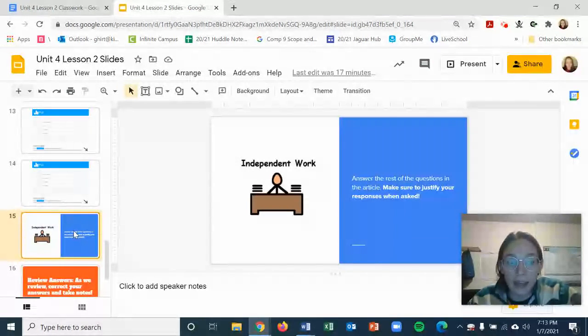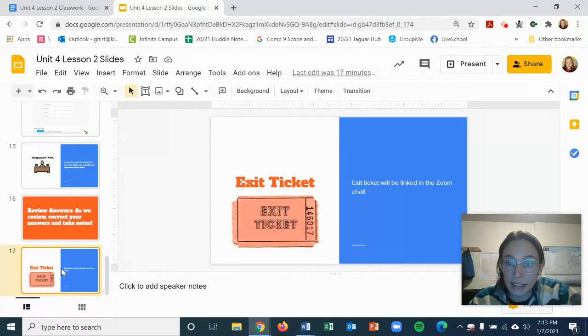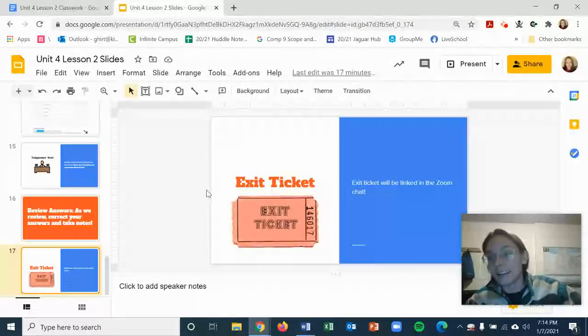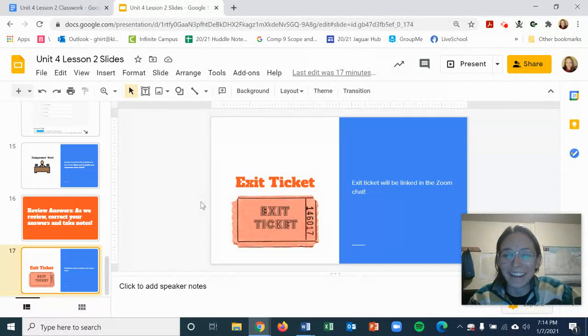So yeah, complete that. And then the exit ticket will not be linked in the Zoom chat for you. It will be linked in the classwork document. So check your answers, figure out what you did wrong, figure out your mistakes, and then do the exit ticket once you have learned from those mistakes, right? It's a learning process. You still have to take responsibility for your learning. We will eventually have a quiz on this, if that motivates you to take ownership over your learning. And your exit ticket will be graded, right?